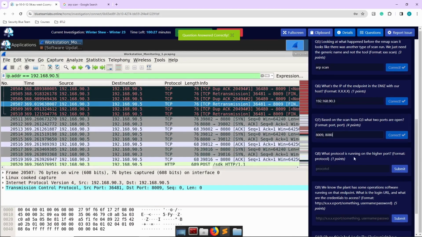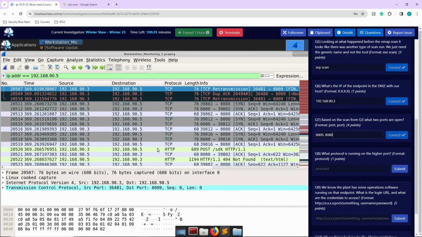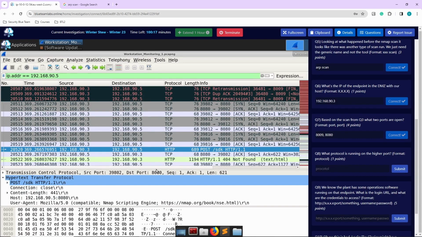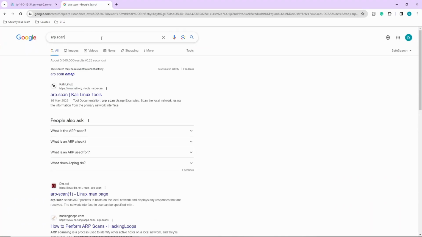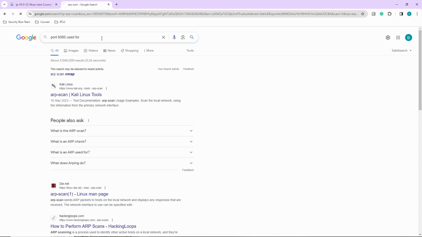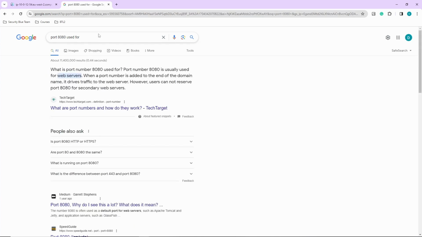Sweet. What protocol is running on the higher port? So I think that's this. We already saw that there was HTTP. I'm pretty sure it's the destination port. It's actually HTTP running on it. So there's some kind of web server, and that's actually a good one. So port 8080, we can go use for HTTP. It usually is HTTP for web servers.